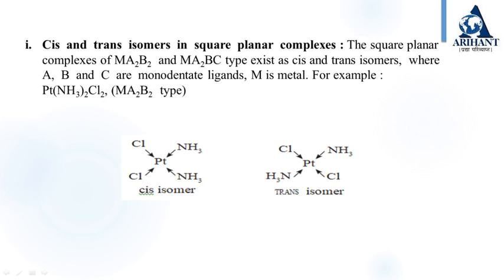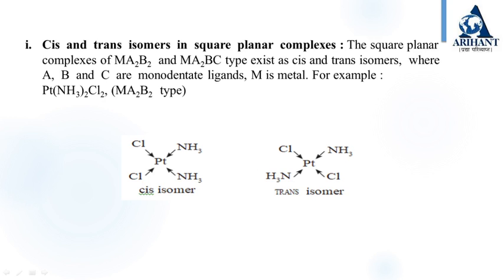Cis and trans isomers in square planar complexes. The square planar complexes of Ma2b2 and Ma2bc type exist as cis and trans isomers, where a, b, c are monodentate ligands and M is the metal. So see this example: Pt(NH3)2Cl2. It is of the Ma2b2 type. So platinum is attached to 2 NH3 and 2 chlorines.